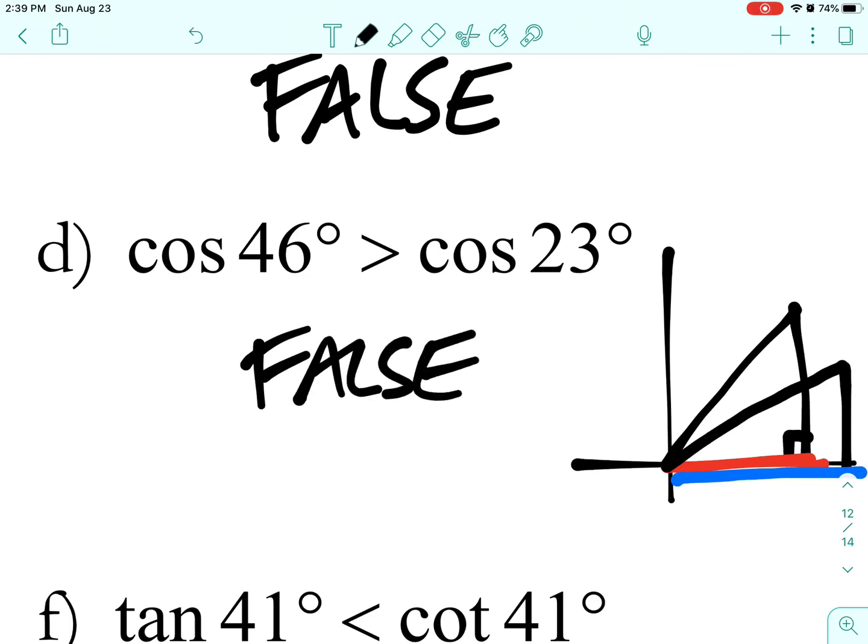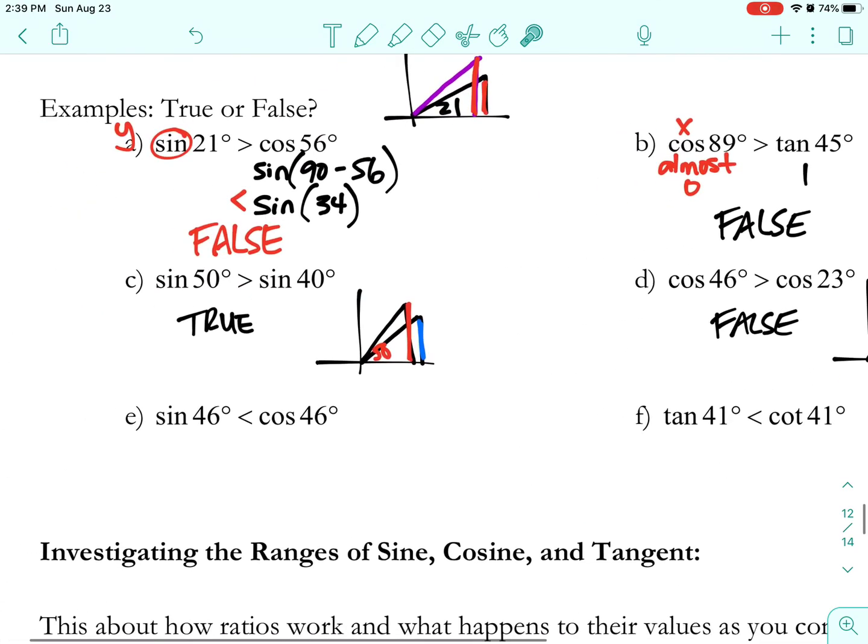So the difference between sine and cosine is you're looking at the x value and the y value. Go ahead and sketch those triangles if you need to. But again, as the angle increases, the cosine value decreases, because as the angle increases from 0 to 90, that x value shrinks. Okay, 2 more.